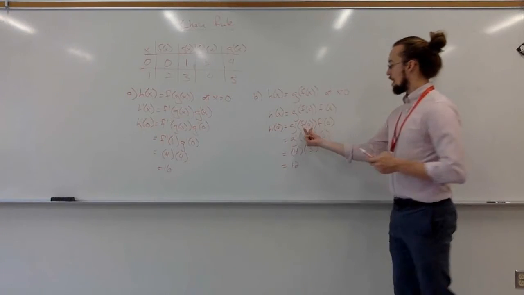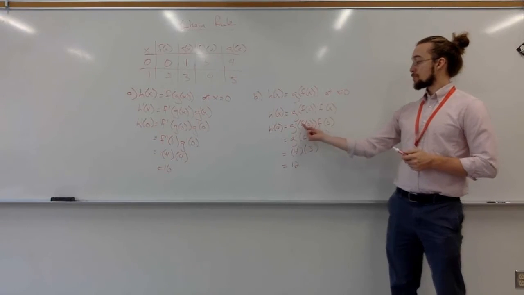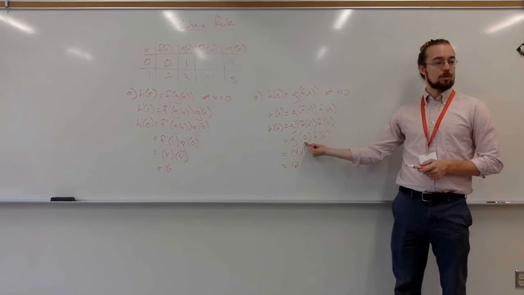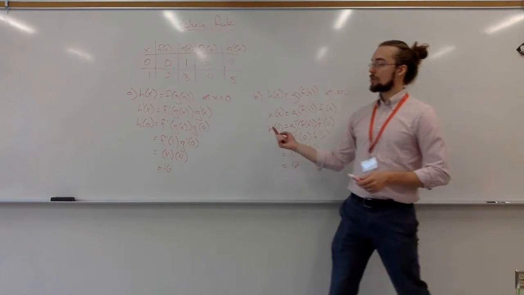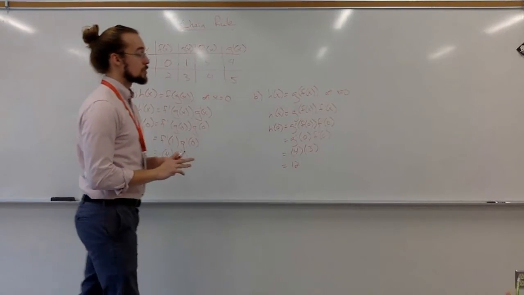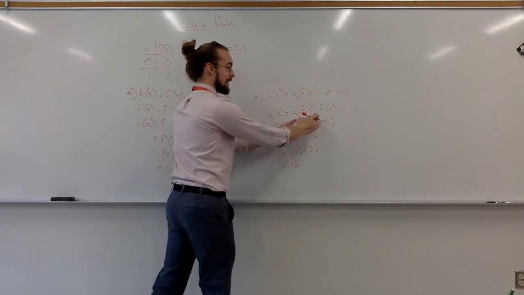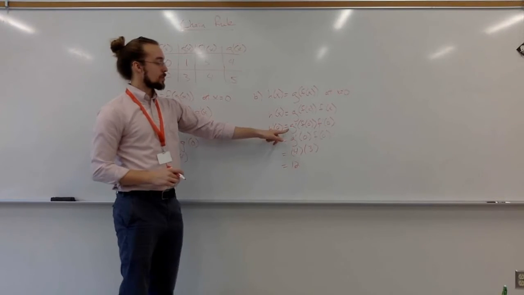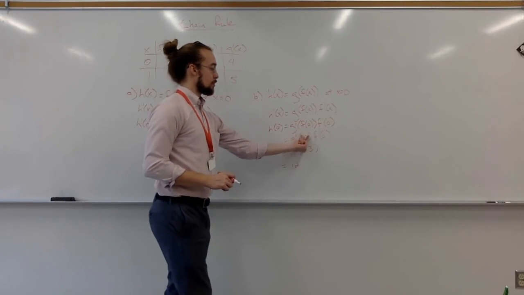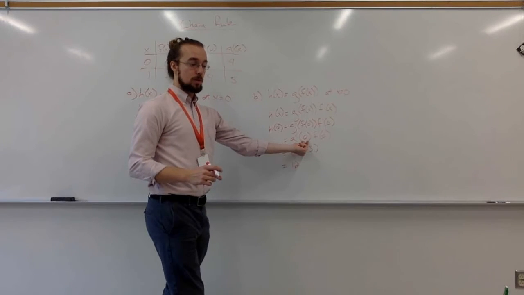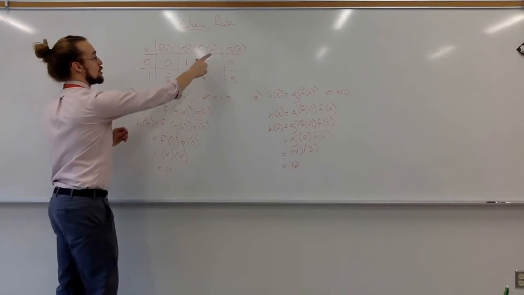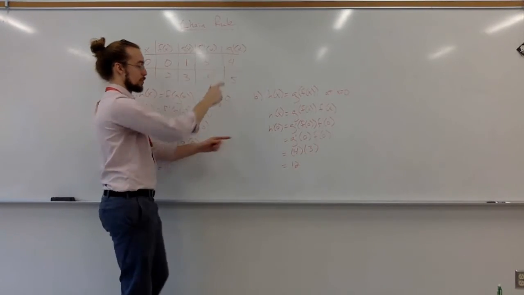So f of 0 is 0. So then this becomes g prime of 0. That f of 0 is still inside of g prime. So this f of 0 just becomes 0, which is still inside of g prime. So then I need to evaluate g prime of 0, which is equal to 4.